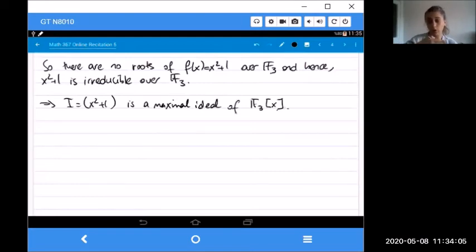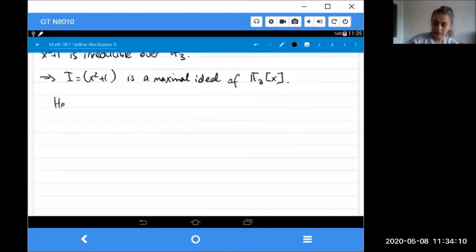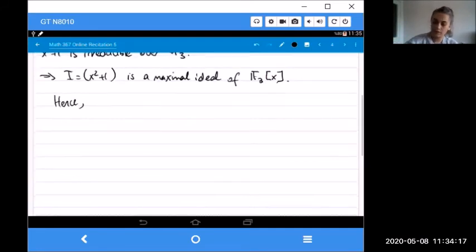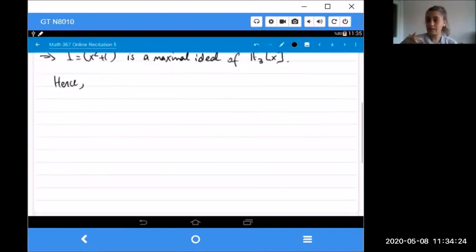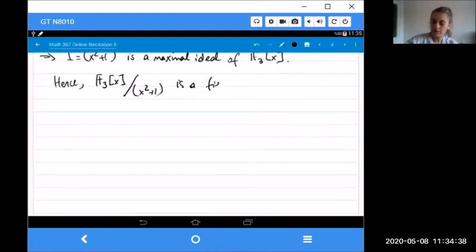So if you take the quotient, then you're going to obtain a field. Hence, we have a PID and a maximal ideal, and we are taking the quotient. This means that the quotient is a field. If you remember, I is maximal if and only if R over I is a field, okay? And I is prime if and only if R over I is an integral domain. Hence, F3 of x over the ideal generated by x squared plus 1 is a field.